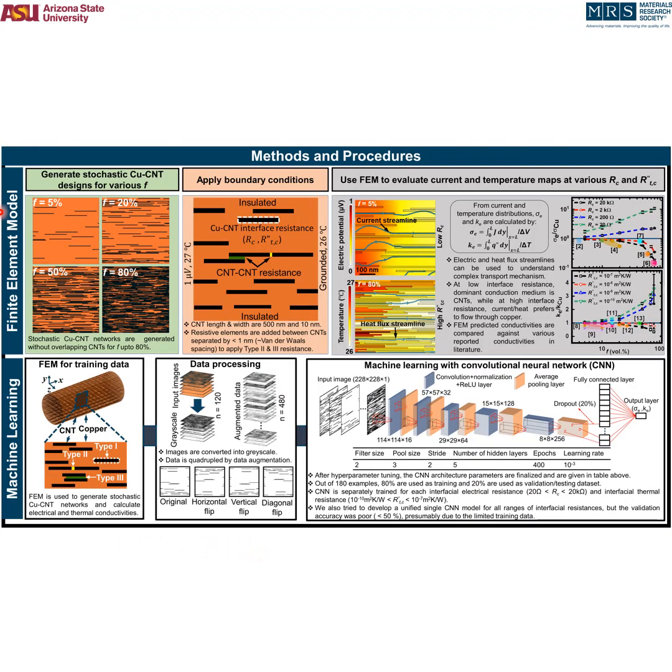In FEM, we first generate stochastic 2D copper CNT networks with straight CNTs aligned to field direction. This reduces the computational load, enabling us to use high CNT volume fractions up to 80%. Then we apply the boundary conditions. We also apply CNT-CNT interface resistance for CNTs which are separated by a distance less than van der Waals spacing.